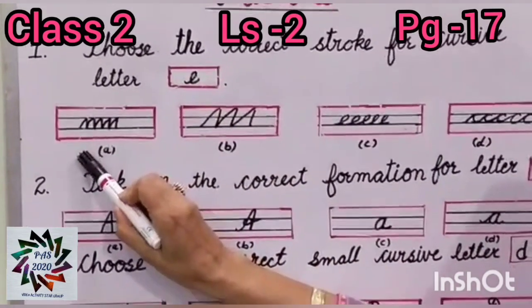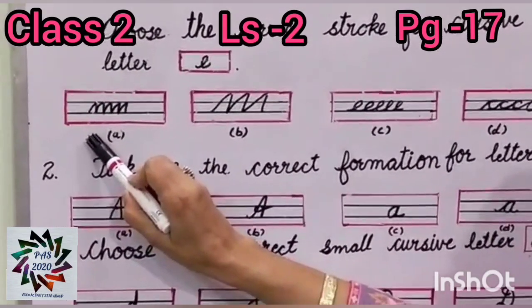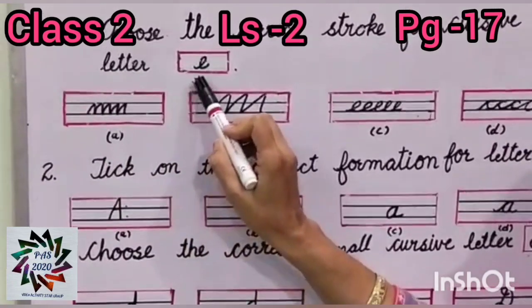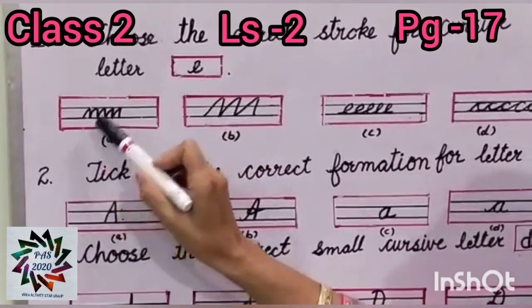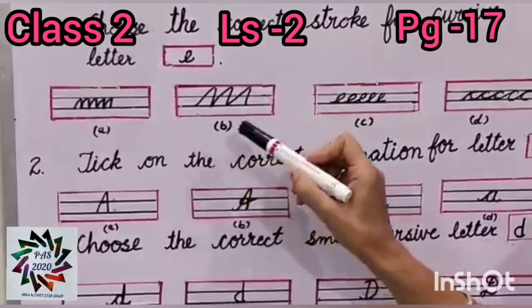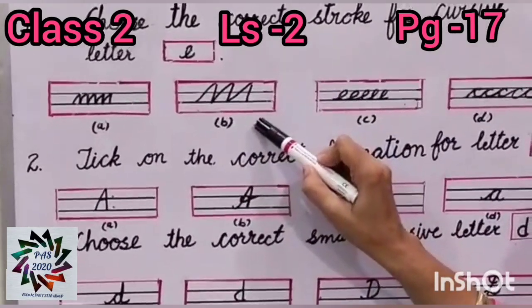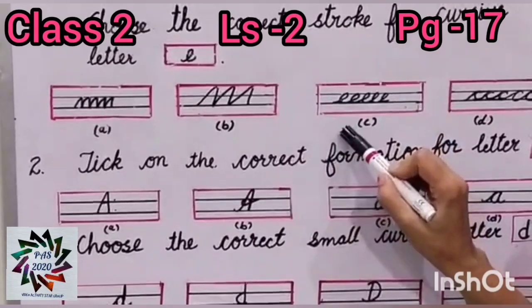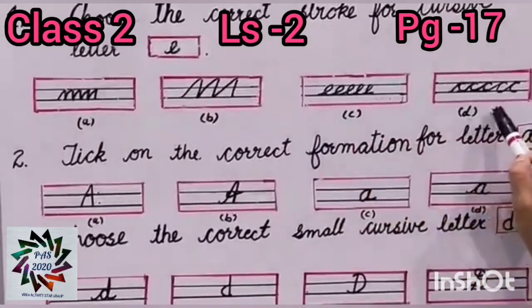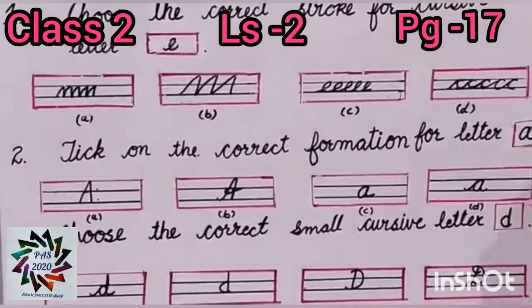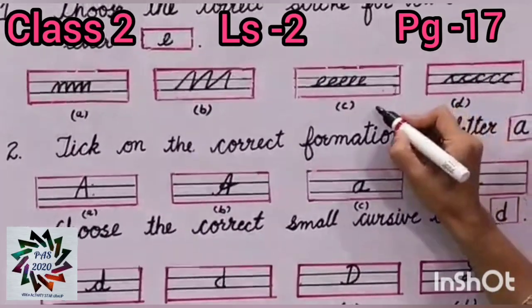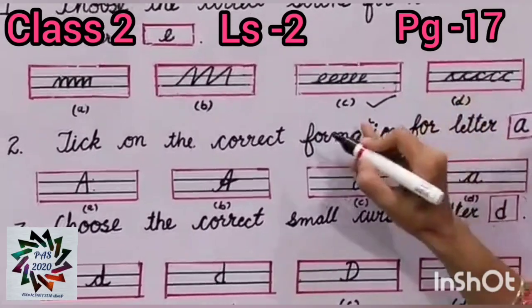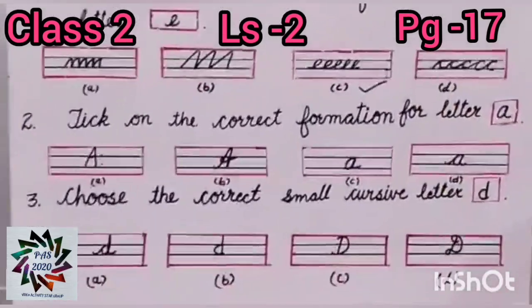Look at the first one. Is it correct? No, because this is E and it is a stroke for M or any other letter. It's again a wrong option. Look at the C part. Look at the D part. Which one is correct? Yes, the correct option is C. Put a tick on C option.